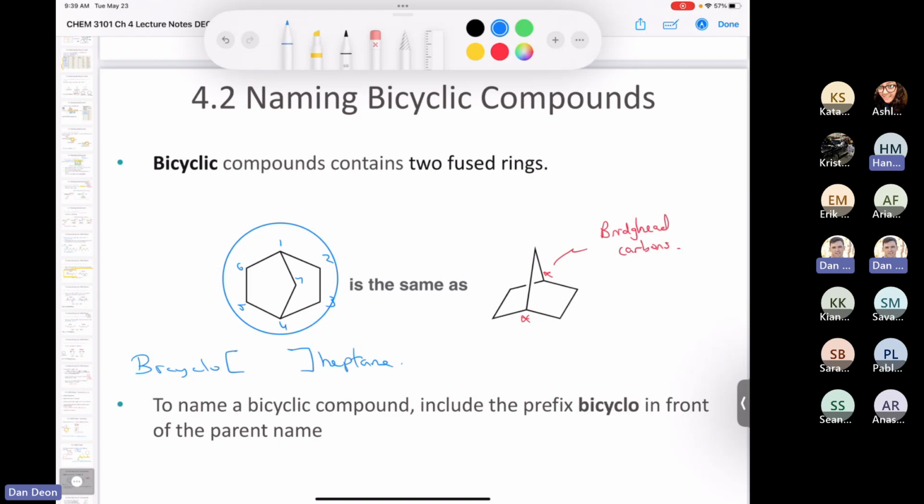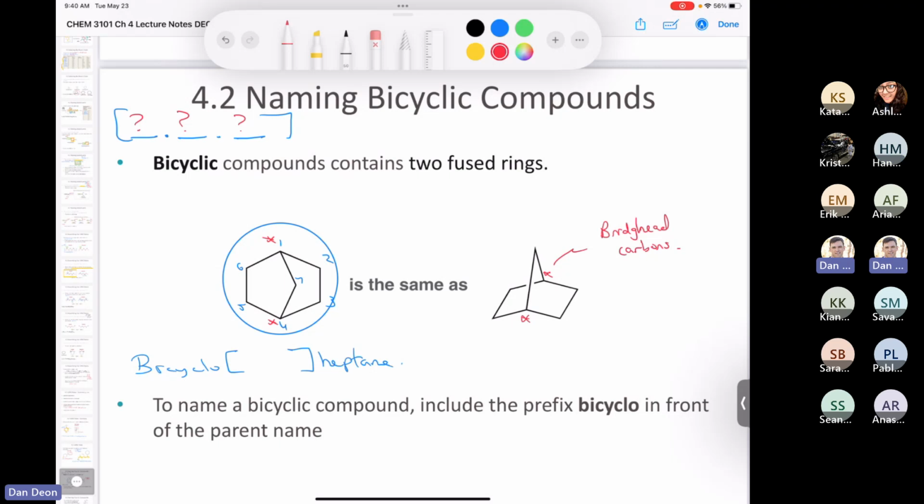Okay, so your job is to figure out there's 3 numbers that go inside here: 1, 2, 3, and you separate them by a period. So it goes number, period, number, period, number. Your job is to figure out what are the three numbers that go in here. So the numbers that go inside the square brackets are the number of carbons that are in the bridge. So if this is a bridgehead carbon, right? This is a bridgehead carbon. Those are the carbons where the rings connect.